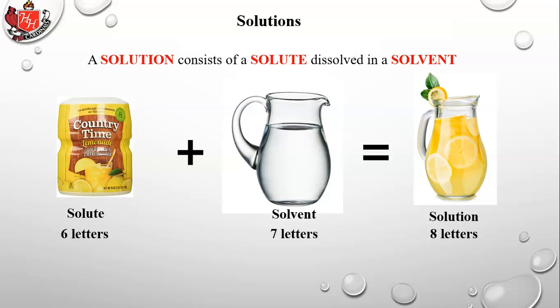So the way to remember it is when you mix lemonade powder and water to get a lemonade drink, the solute, the thing that there's the least of, is the smallest word, 6 letters long. The next is solvent. That's 7 letters long. That's the thing that there's the next most of. And finally, when you put them together, that's the thing you have the most of. That's the solution. That's 8 letters long. So that's one way to remember the difference between solute, solvent, and solution.